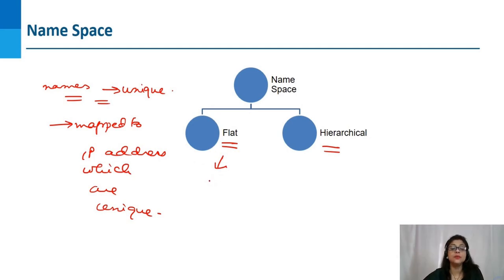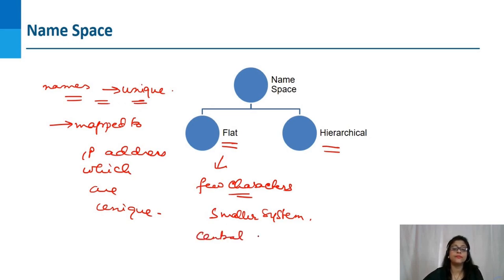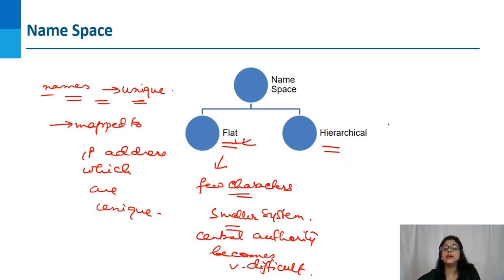For a flat namespace, it is very simple. It consists of few characters. And this is only possible in case of smaller system. Because if the system becomes very much larger, like the internet, then maintaining the names by a central authority becomes very difficult. So if the system is small, you have a smaller number of names, so it is possible to use the flat system of namespace. But for a larger system, we go for hierarchical namespace.